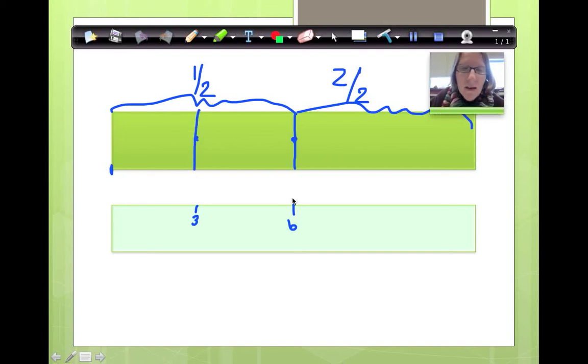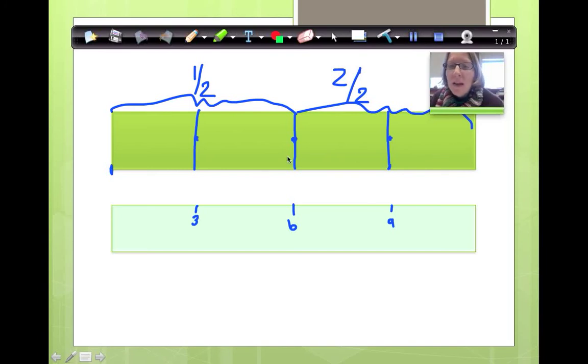Then I want you to find 9 inches. Put your dot, measure it, and draw your line. What did I make now? How many pieces do I have of my whole? I have 1, 2, 3, 4.